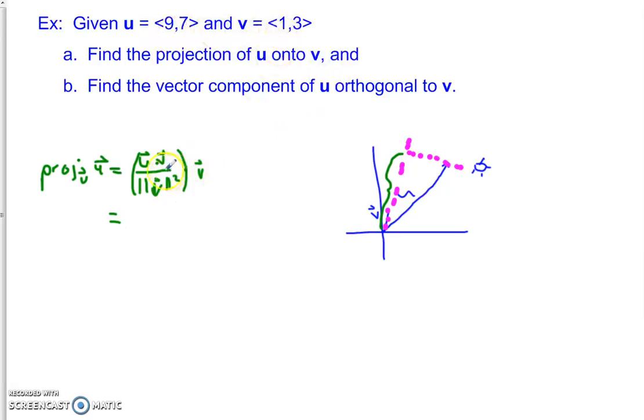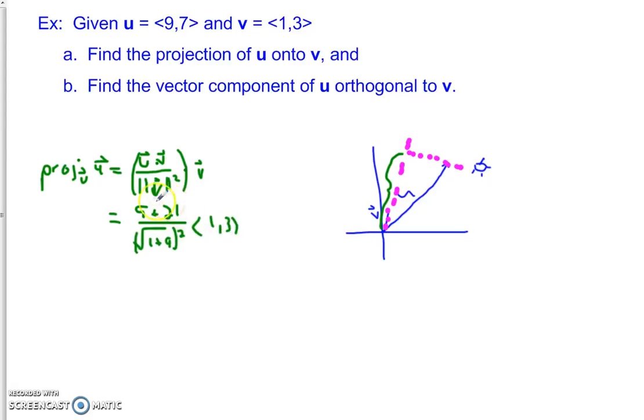Alright, and u dot v, let's take a peek up here. 9 times 1 is 9, plus 7 times 3 is 21. It's going to give me 30 in the numerator. The denominator, the magnitude of v, is the square root of 1 squared plus 3 squared, that expression squared. And then times my vector, and I may put it in component form here. I'll write it as (1, 3).